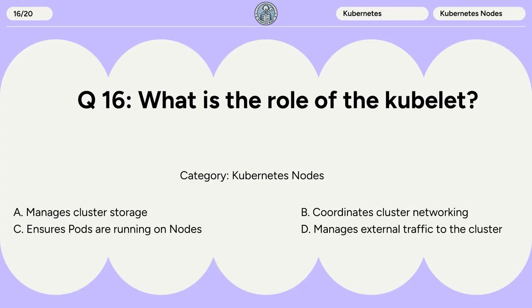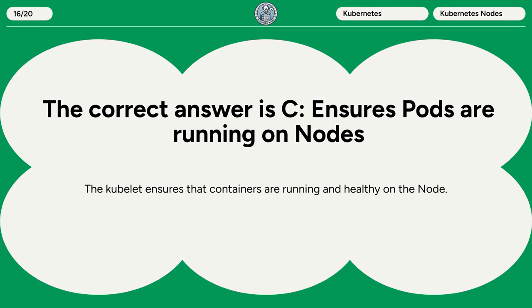Question 16. What is the role of the kubelet? A. Manages cluster storage. B. Coordinates cluster networking. C. Ensures pods are running on nodes. D. Manages external traffic to the cluster. The correct answer is C. Ensures pods are running on nodes. The kubelet ensures that containers are running and healthy on the node.